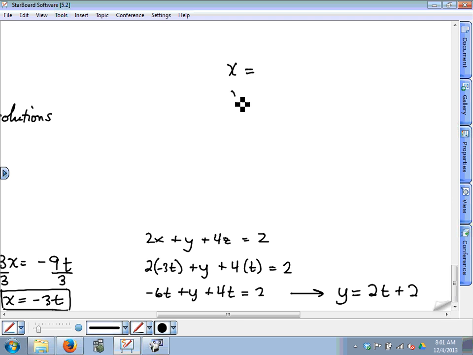So list what we know. Do we know what x equals? Do we know what y equals? Do we know what z equals?